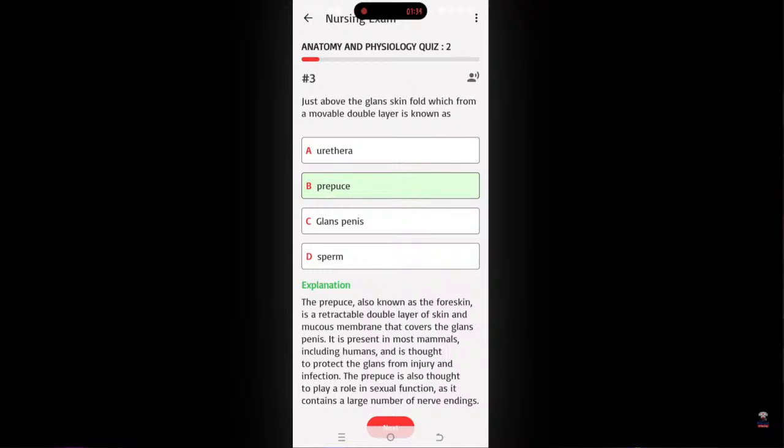Correct answer. The prepuce, also known as the foreskin, is a retractable double layer of skin and mucous membrane that covers the glans penis. It is present in most mammals, including humans, and is thought to protect the glans from injury and infection. The prepuce is also thought to play a role in sexual function, as it contains a large number of nerve endings.